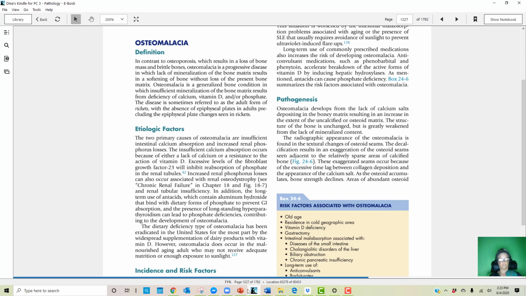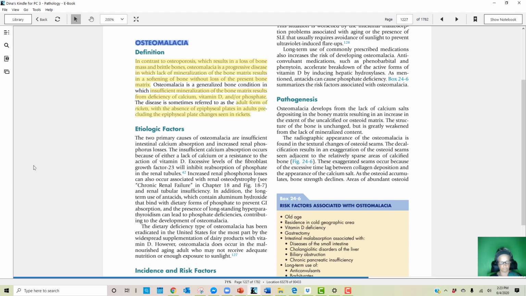Osteomalacia definition: in contrast to osteoporosis, which results in a loss of bone mass and brittle bones, osteomalacia is a progressive disease in which lack of mineralization of the bone matrix results in a softening of bone without loss of the present bone matrix. Osteomalacia is a generalized bone condition in which insufficient mineralization of the bone matrix results from deficiency of calcium, vitamin D, and/or phosphate. The disease is sometimes referred to as the adult form of rickets, with the absence of epiphyseal plates in adults precluding the epiphyseal plate changes seen in rickets.